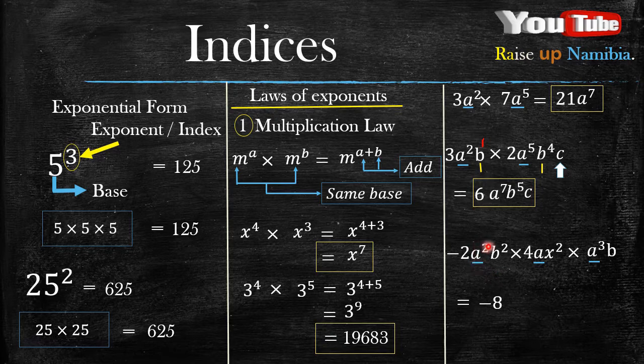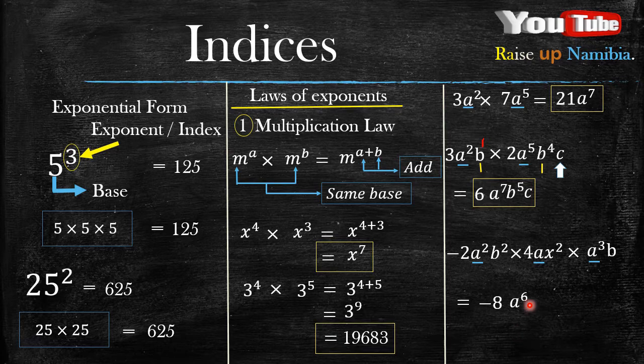So what is this exponent? It's 2. And then this exponent, because there is nothing written. Remember what I told you, when there is nothing written, it means the exponent is 1. Okay? So we say 2 plus 1 plus 3. Okay? So 2 plus 1 gives us 3, plus 3 gives us 6. So it will be a raised to the power 6.